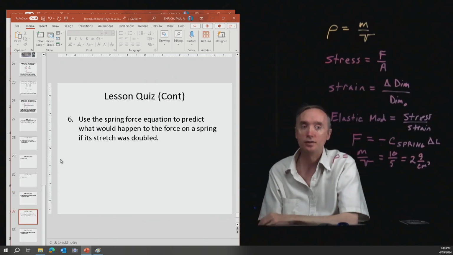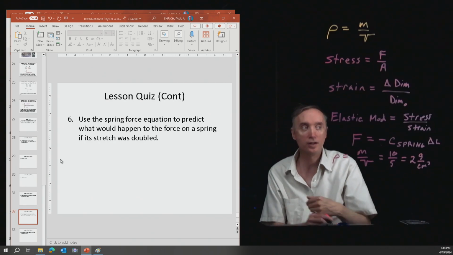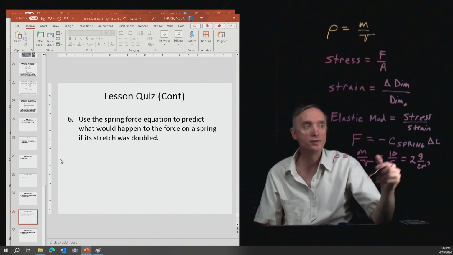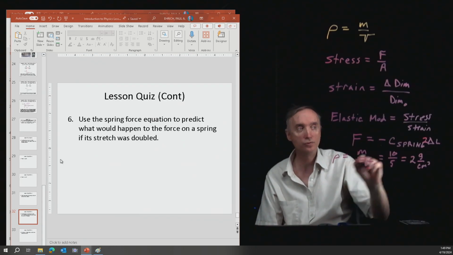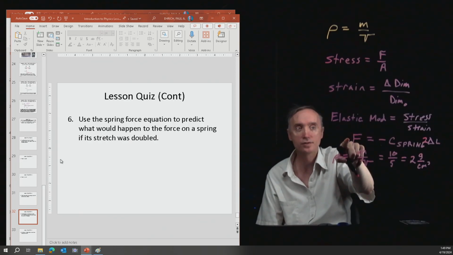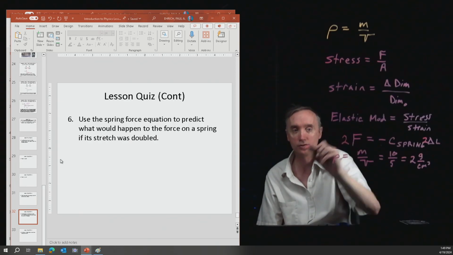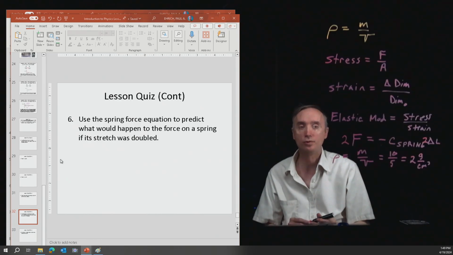Number 6, use the spring force equation to predict what would happen to the force on a spring if the stretch was doubled. So if we multiply one side of the equation by 2, so that we have 2 times the stretch, then we've got to multiply the other side of the equation by 2. So that if you double the stretch, you're going to double the amount of force that it's going to be applying.